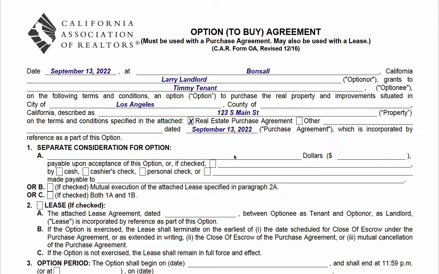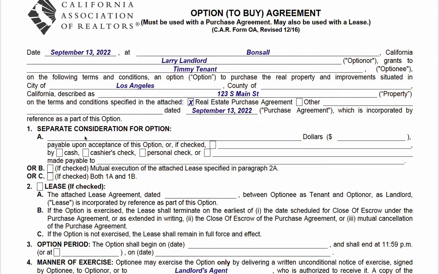Or in a wholesale scenario, you might have a wholesaler that goes out, writes offers on properties, gets them in escrow, and then calls up an investor and says, hey, I have a purchase agreement that was accepted. I'll sell you the option to purchase that or to stand in the place of the purchase agreement as the buyer for a fee, and you put that fee right here. So we have separate consideration for option.